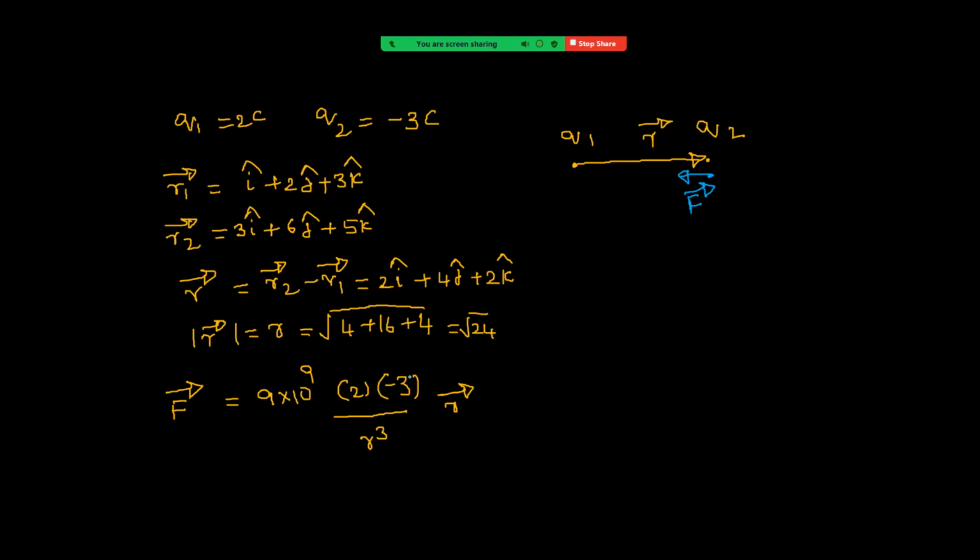Its meaning is Q1 is attracting Q2. Attracting, that's why pulling, right? Suppose both have the same sign, then F bar will be along R bar, then we have to draw the arrow like this, which means repelling. That's why when we take vector form, we have to write the charges along with the signs. Okay, so I hope you got clarity.